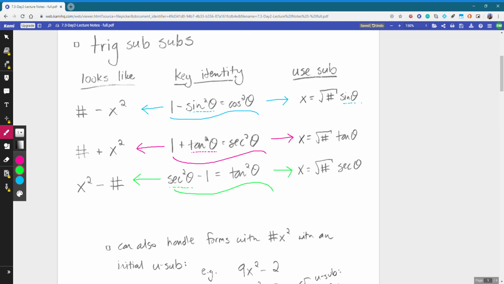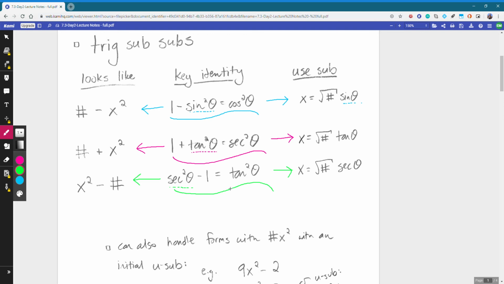And so I really want to emphasize that these forms that we're able to deal with and the substitutions we use, they're all completely informed, completely determined by these trig identities. So if you know these identities, well then you can figure out what to do. Right? Everything branches off from these.